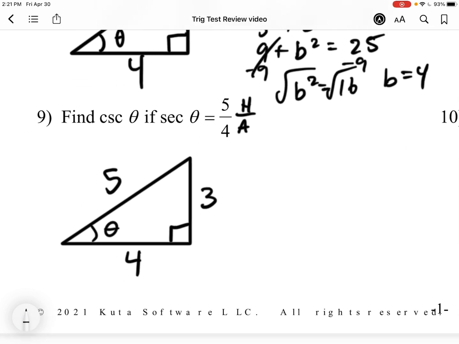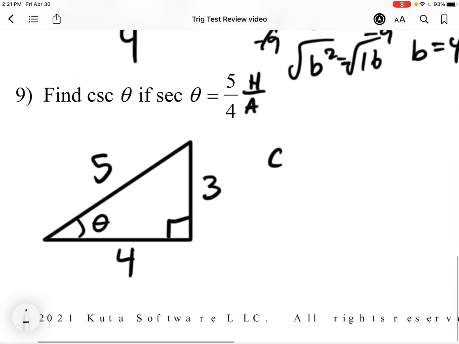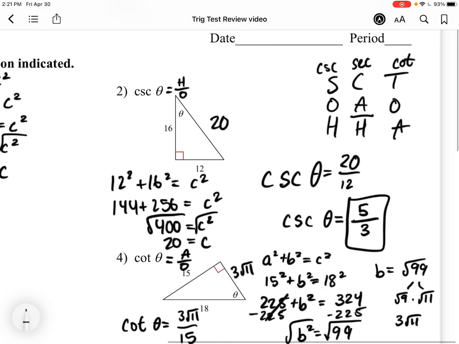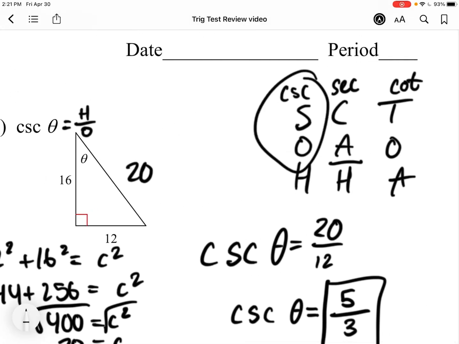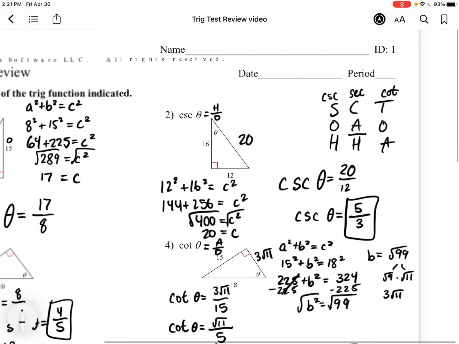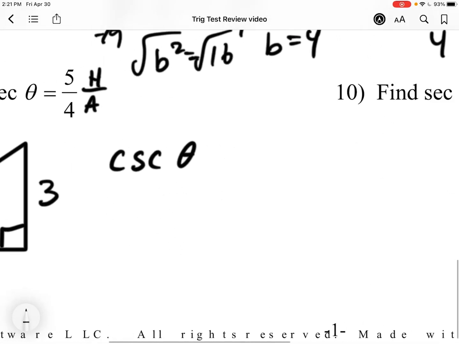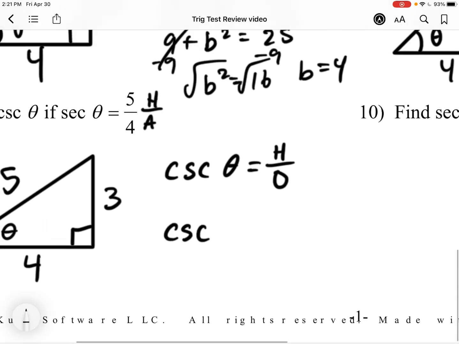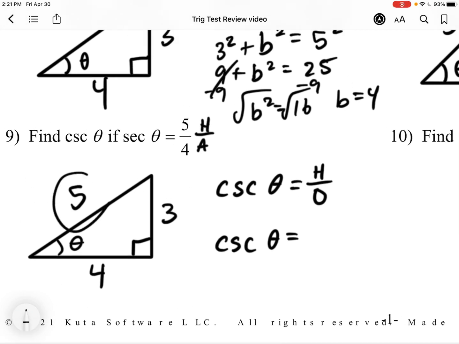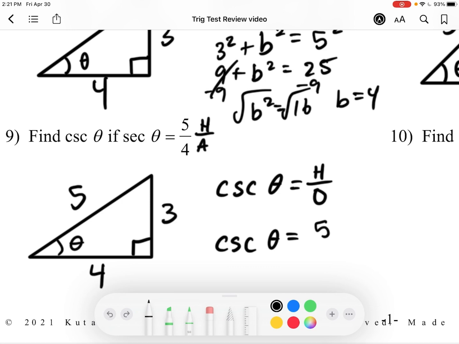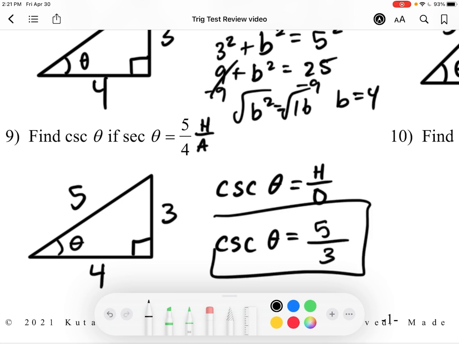So now we can figure out what cosecant is. So cosecant is a reciprocal of sine. Right, if you look at it over here, sine is opposite over hypotenuse. So that means that cosecant is a reciprocal. So it'd be hypotenuse over opposite. Cosecant theta is equal to the hypotenuse, which is 5, over opposite, which is 3. So 5 over 3.